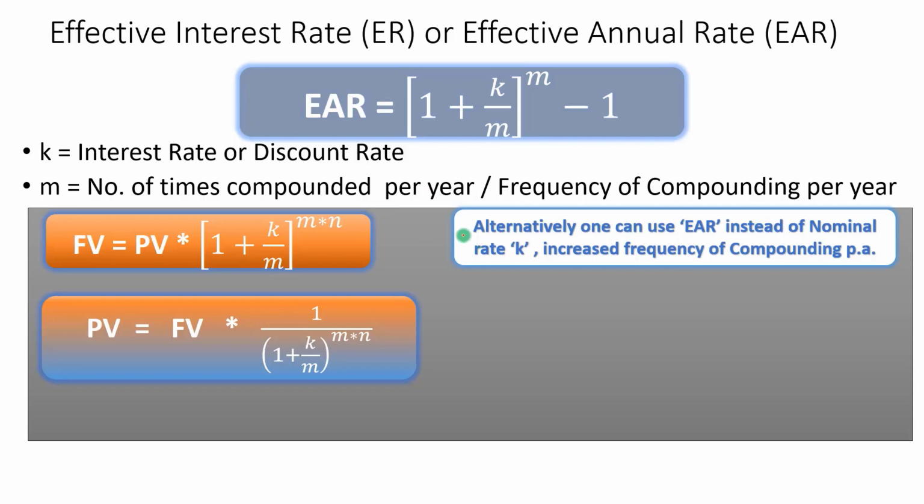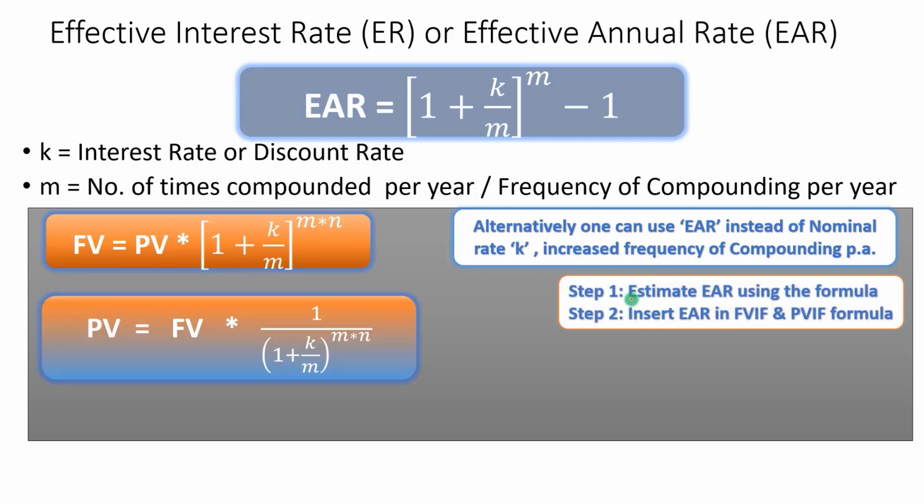Let us see how this formula changes when we use effective annual rate for estimating future and present values. So as we are discussing, alternatively one can use EAR in place of K in case of higher frequency of compounding. The first step is to estimate EAR, effective annual rate, using the formula. The second step is inserting effective annual rate in the formula of present value interest factor and future value interest factor.